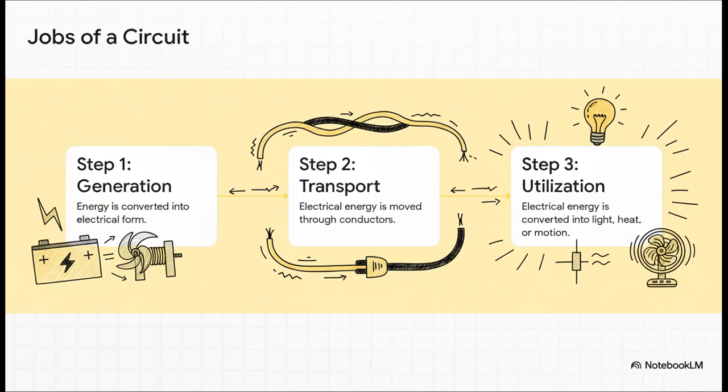First, you've got a source, like a battery, that generates the power. It's turning, say, chemical energy into electrical energy. Then you've got conductors, your wires, that transport that energy from point A to point B. And finally, something has to use it, right? That's your light bulb or motor, turning that electricity back into something useful, like light or motion.